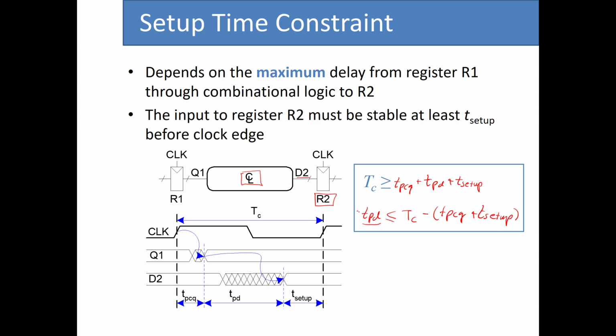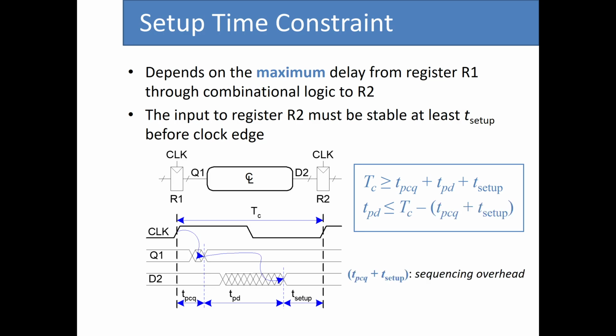So as long as TPD, or the propagation delay of this combinational logic circuit, is smaller than TC minus the sum of TPCQ and T setup, the setup constraint for the input of register R2 is satisfied. The sum of TPCQ and T setup is usually called the sequencing overhead. Basically it is the sum of the propagation delay from the clock edge to the Q output of R1 plus the setup time of the input of R2. So this is the setup time constraint for the input of R2.